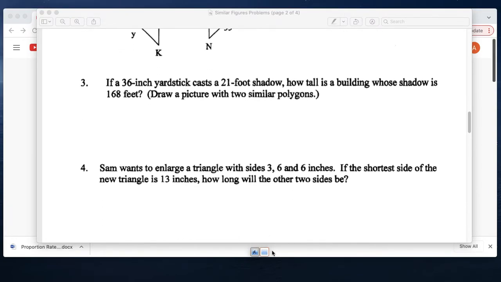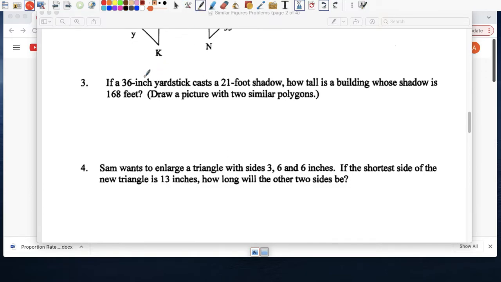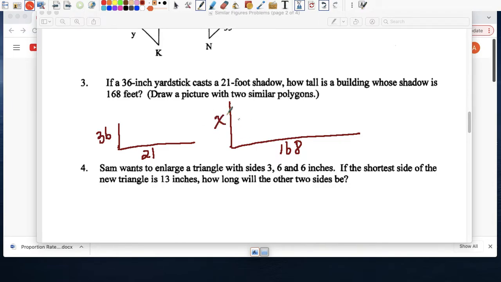Now here you want to actually draw a picture, so I would definitely suggest that. So you have a 36-inch yardstick. So this is 36 inches, right? And it casts a shadow that's 21 feet. Okay, and then we have a tall building, right? And then we have a shadow, and the shadow of this building is 168. So they're asking for this. Well, obviously, this corresponds to this, and this side corresponds to this side.